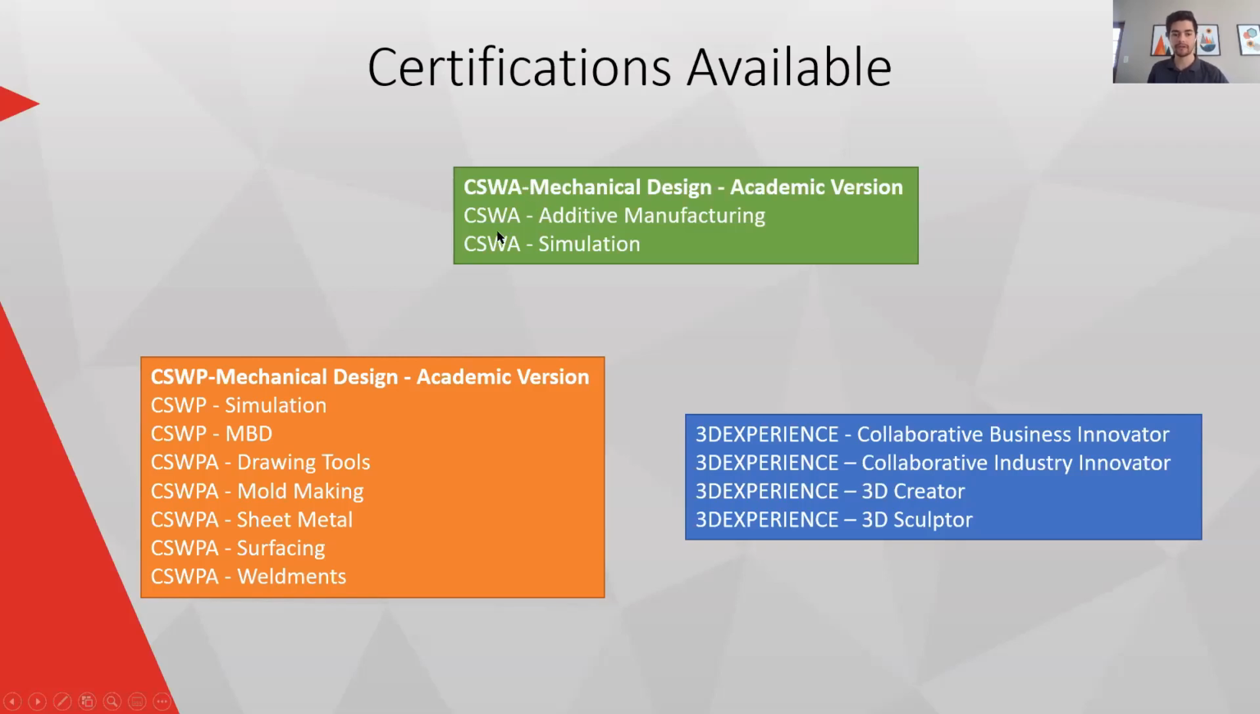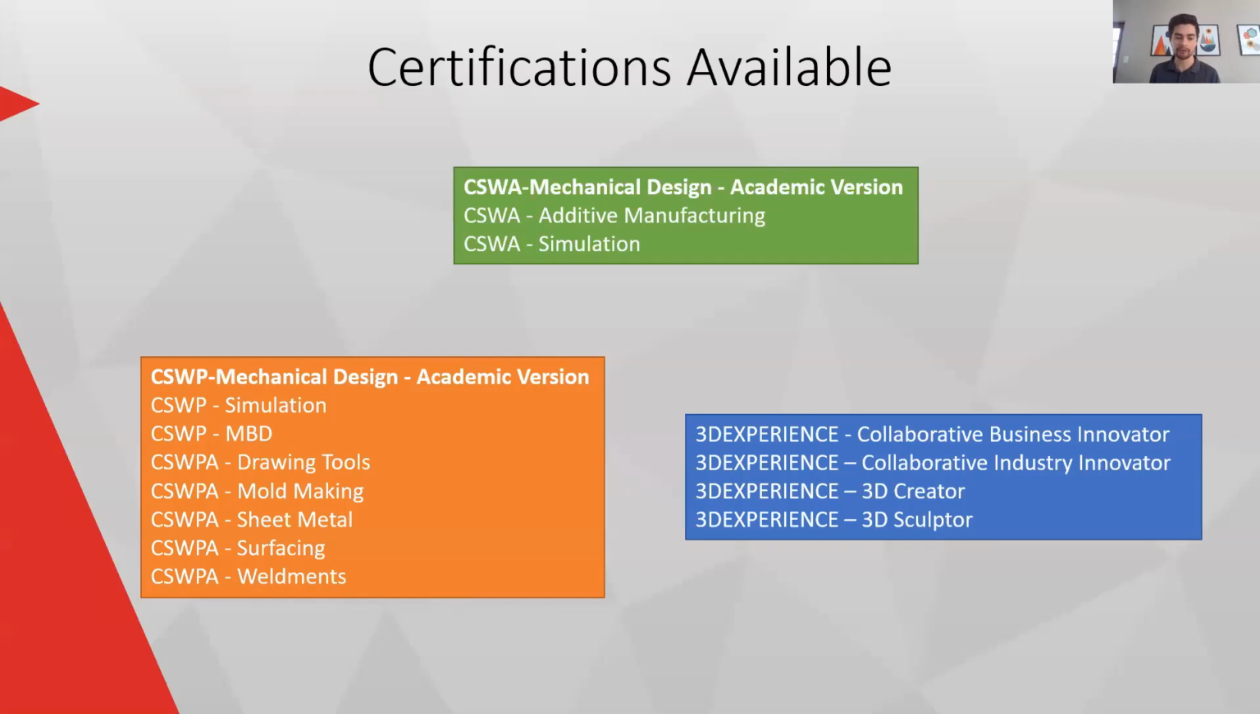So you can do things like the CSWA simulation or the additive manufacturing. So that's for 3D printing. But once you've done the base CSWA mechanical design, all of these CSWP certifications open up for you. So some of you have asked us about the CSWP. To get the voucher codes is the same as the CSWA. Your lecturer provides a voucher code for you. And once you have that, you can write the exam.